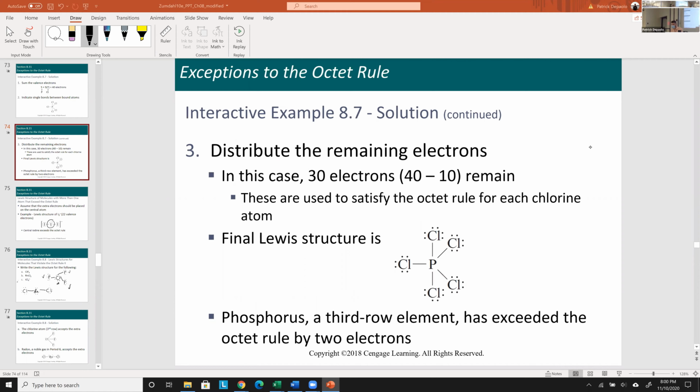So in this case, we'll do this one together. For the number here, it would be all the dots, which would be 6 for each chlorine. So 6 times 5, which is 30, plus the bonds, which are 5 bonds. 5 times 2 is 10. So 30 plus 10, 40.